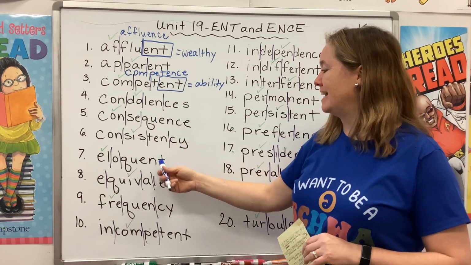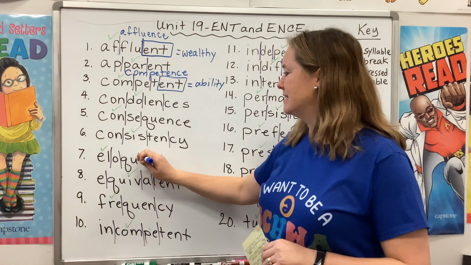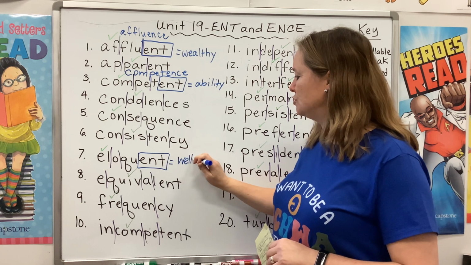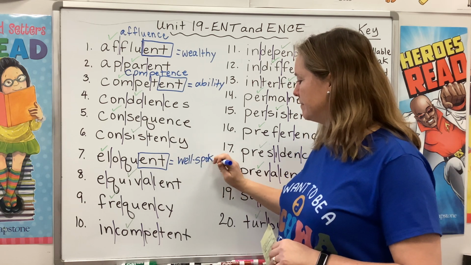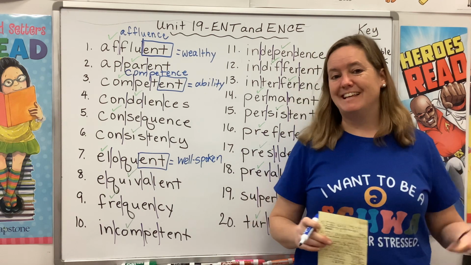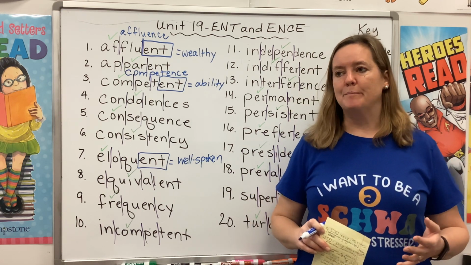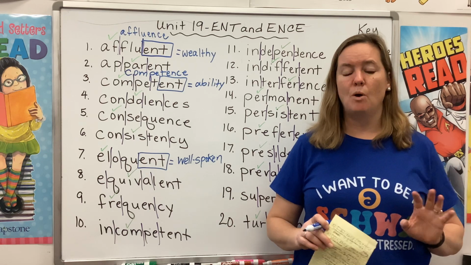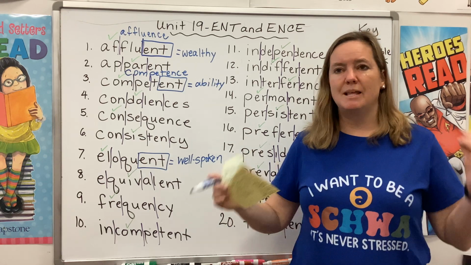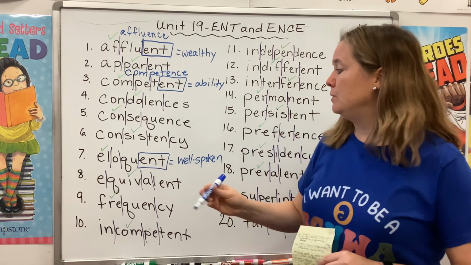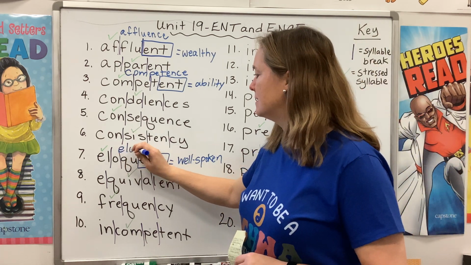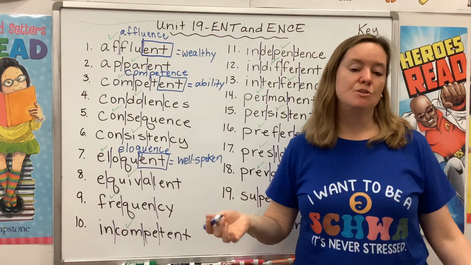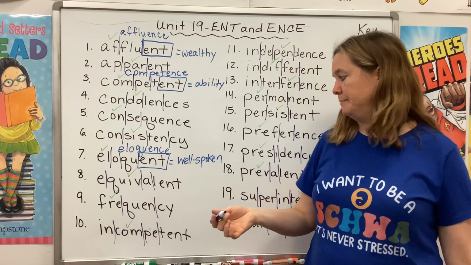I want to look at eloquent next. If somebody is eloquent, they're well-spoken. They know the right things to say, right? Maybe they give a really good speech or they write a really thoughtful note, but if they are eloquent, they pick out the perfect words. And usually we are amazed by their eloquence, their ability to speak so beautifully.